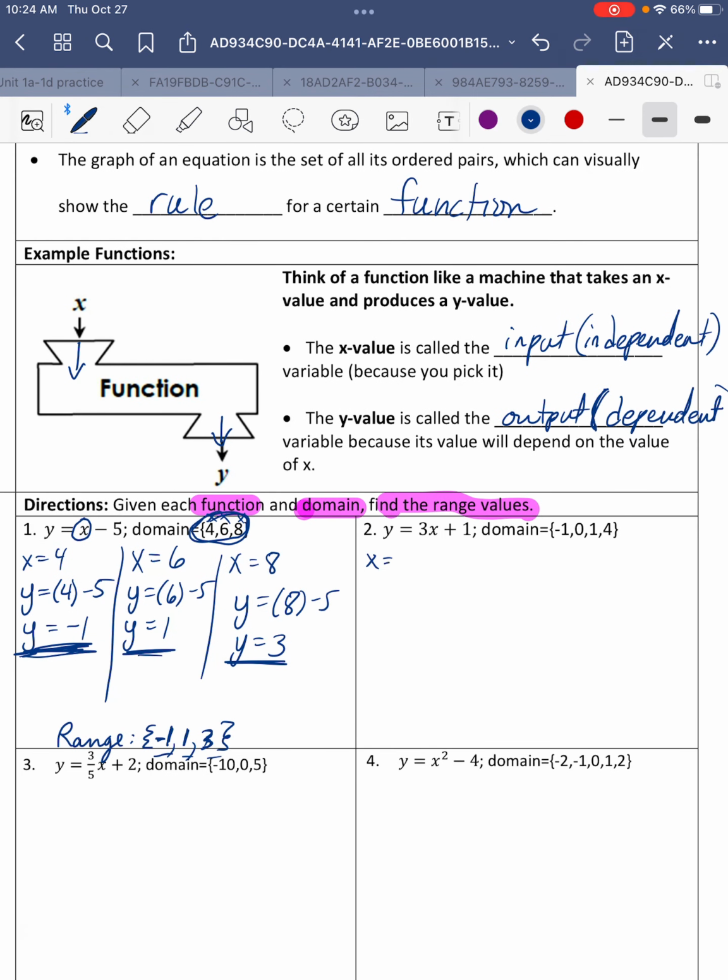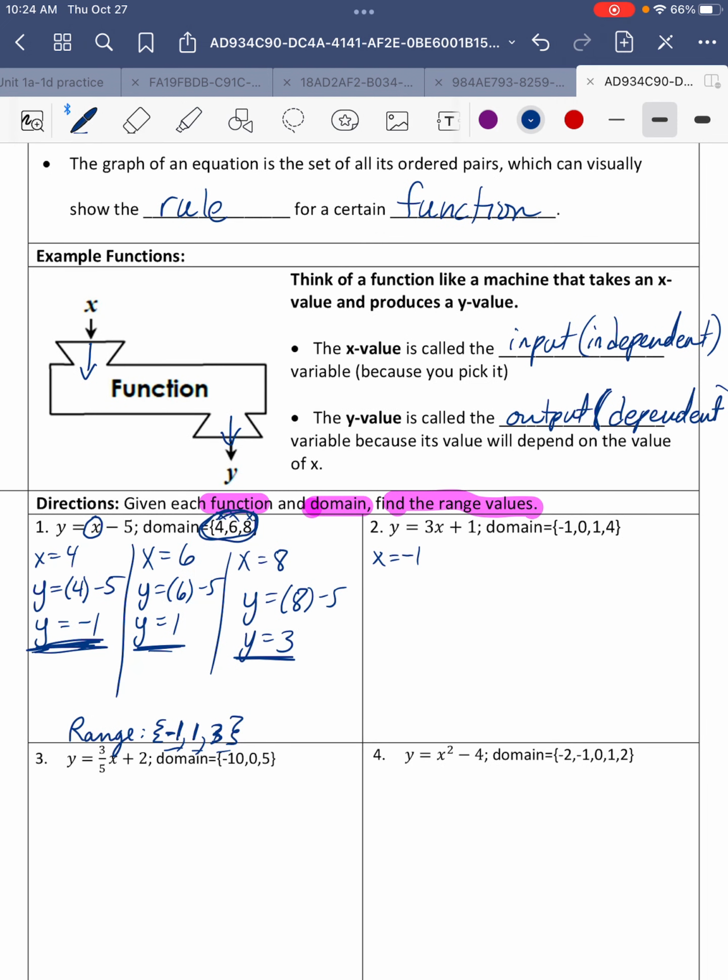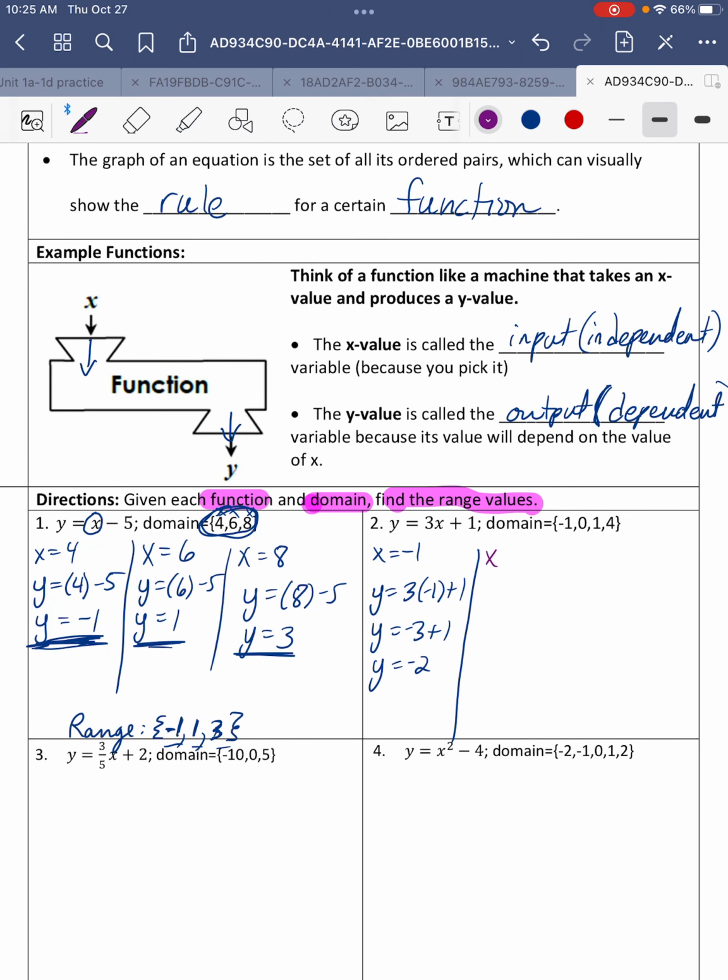All right, number 2. So domain, again, it's asking for domain. So x equals, not 0, -1 first. We're going to substitute that in. Y equals 3 times -1 plus 1. And that's -2. And then our next domain is going to be x equals 0. 3 times 0 is 0, plus 1 is 1.